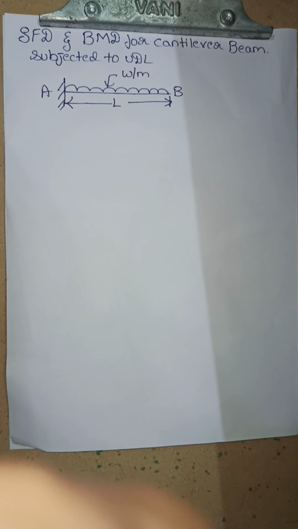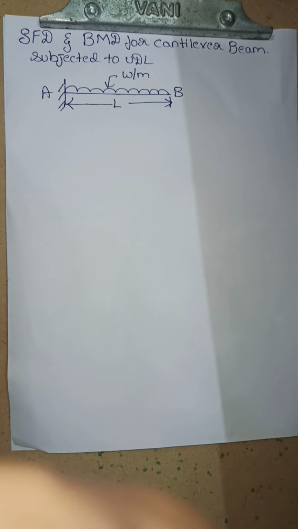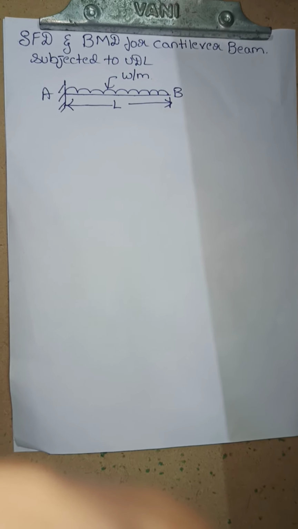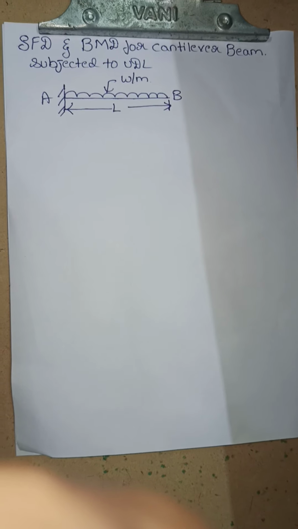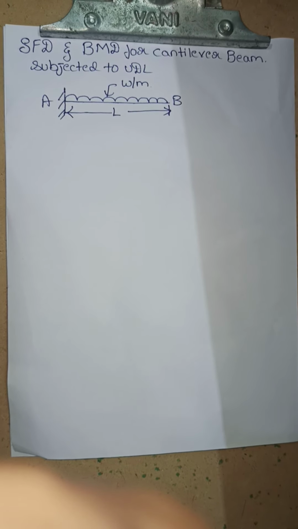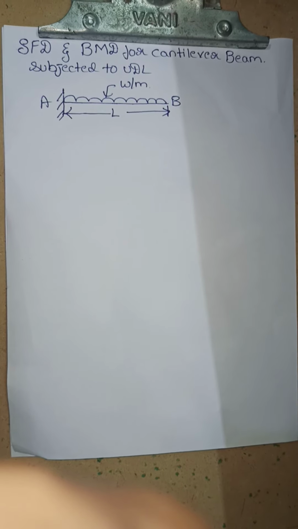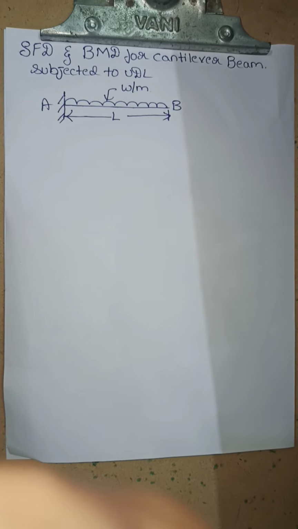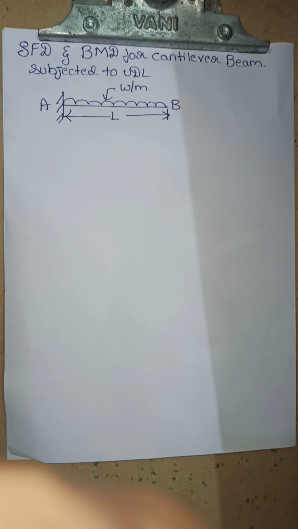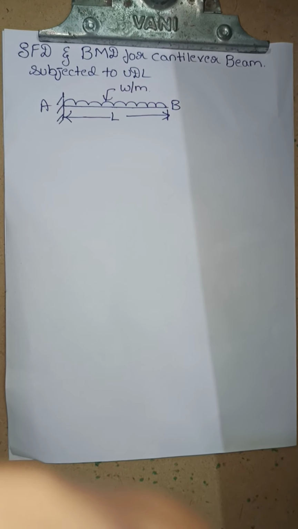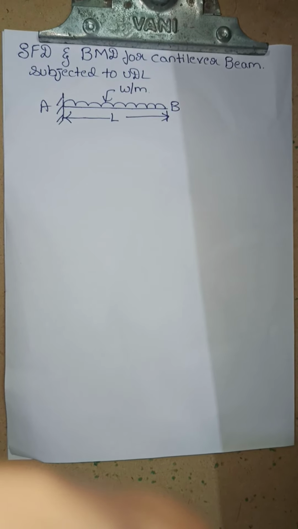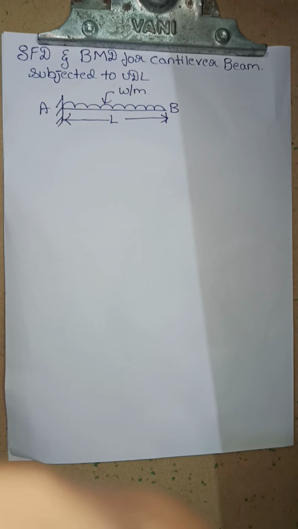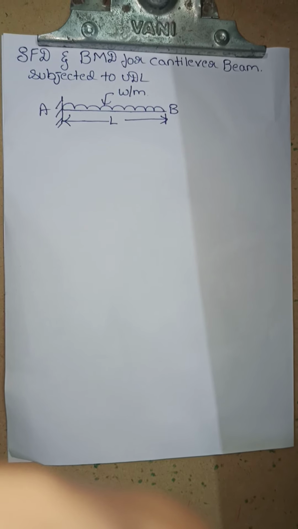Today I'll be discussing how to analyze the shear force and bending moment for a cantilever beam when it is subjected to uniformly distributed load throughout the entire span. So here in the sketch you can observe that we have taken a cantilever beam with A as the fixed end and B as the free end, and it is carrying a uniformly distributed load of W per unit length over the entire length of the cantilever beam.